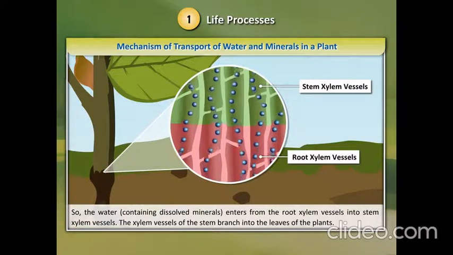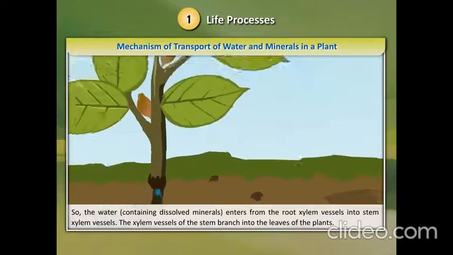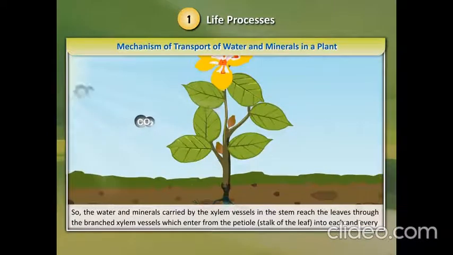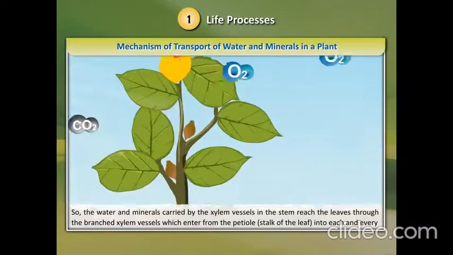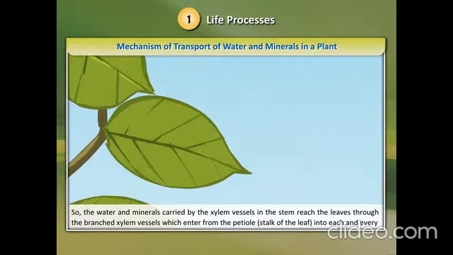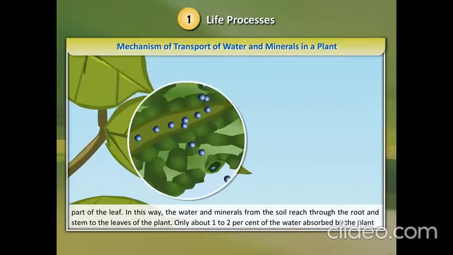The xylem vessels of the stem branch into the leaves of the plants. So, the water and minerals carried by the xylem vessels in the stem reach the leaves through the branched xylem vessels which enter from the petiole, the stalk of the leaf, into each and every part of the leaf. In this way, the water and minerals from the soil reach the leaves of the plant through the root and stem.